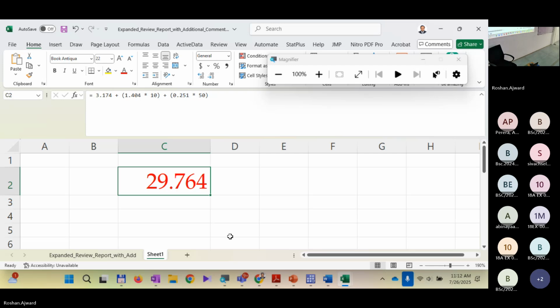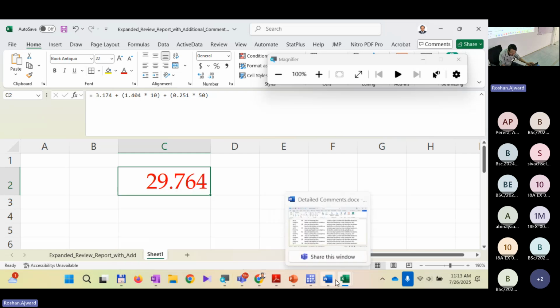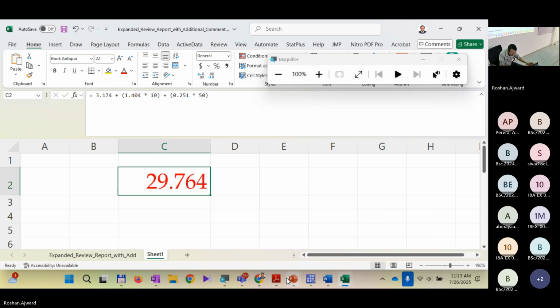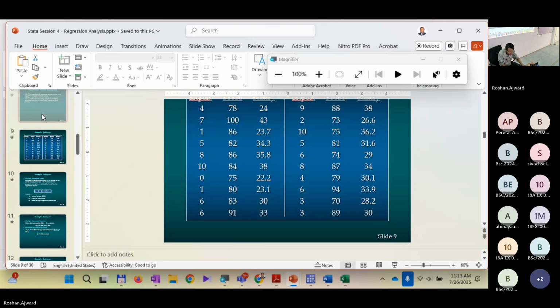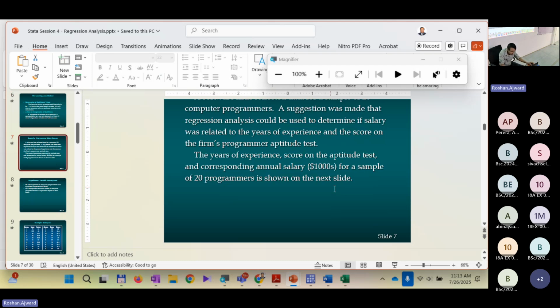Exactly. Now let me take you even deeper. When you study things, you have to go deeper, deeper, and deeper. Now let's go back. So the answer is not 29.764, it's $29,764. Same thing, but again in thousands. I think you can remember. You saw that the computer programmer salary is in thousands.